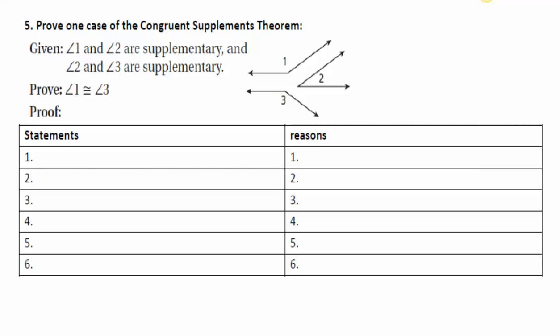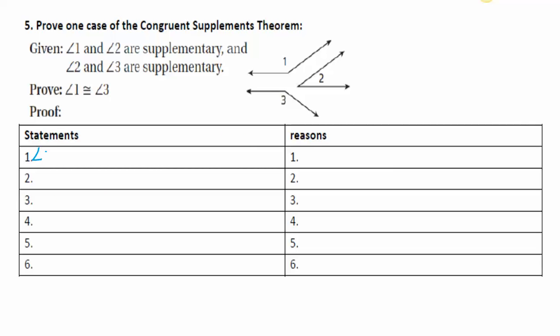Let's prove this. The congruent supplements theorem we already looked at. It said that if angle 1 and angle 2 are supplementary and angle 3 and angle 2 are also supplementary, then angle 1 will be congruent to angle 3. All right, so in this proof, we are going to start with our given.